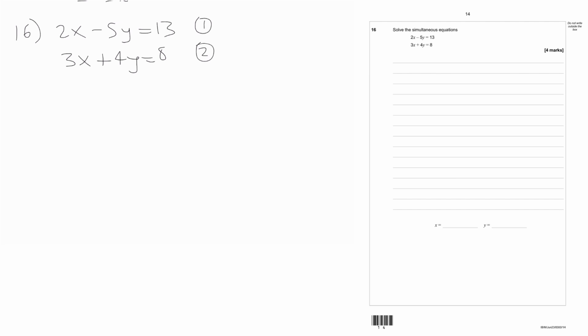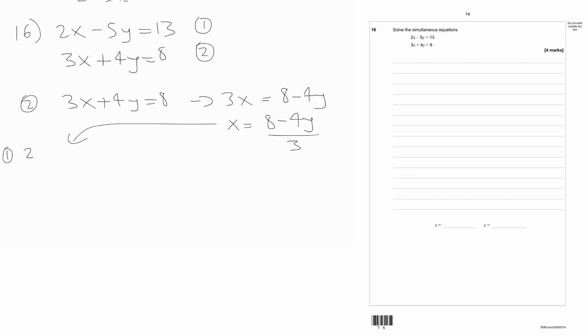So what I'm going to do is take equation 2 and rearrange it in terms of x. So 3x plus 4y equals 8. Therefore 3x equals 8 minus 4y, and therefore x equals 8 minus 4y over 3. And what I'm going to do is substitute this value in place of x in equation 1. So if I've got equation 1 here, I've got 2 times x, and I'm going to substitute this in. And then it's just a simple case of rearranging.